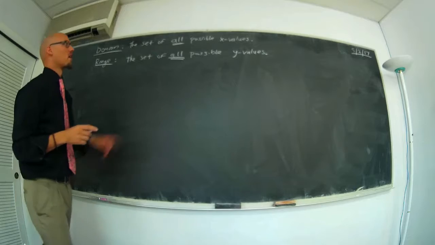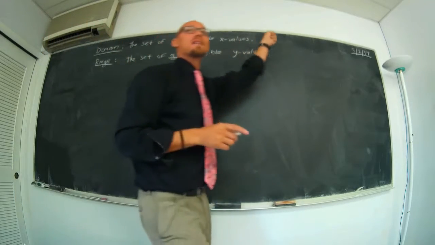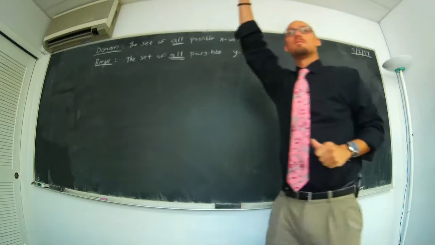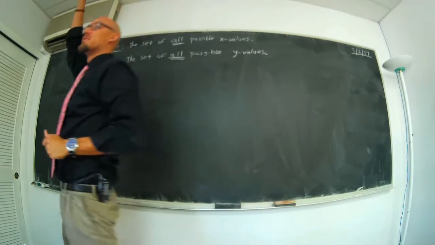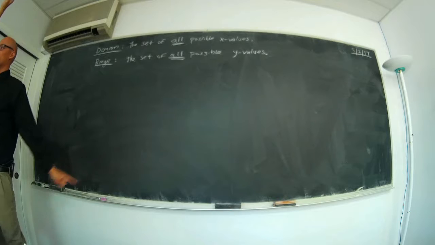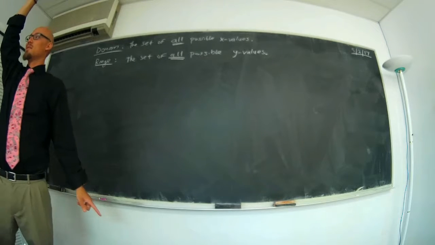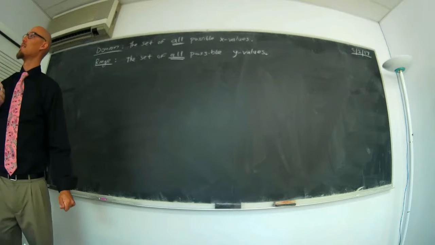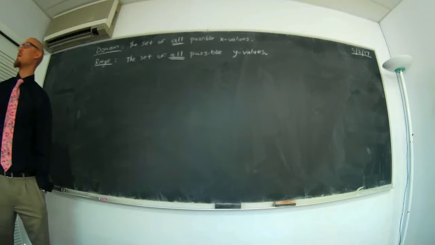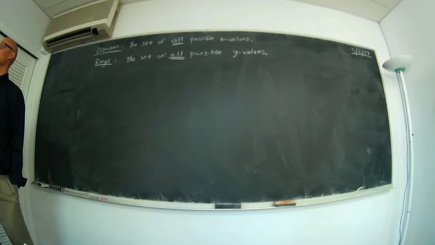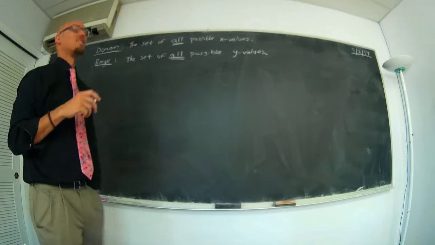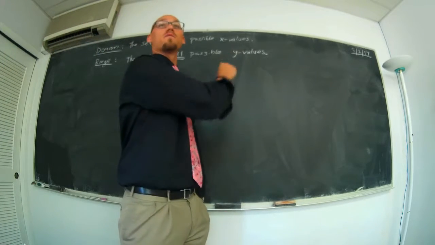Okay, so in our original example, the domain of that vending machine was what? What's the domain of my vending machine, the one I drew on the board? There's two. A1 through B3. It's A1, A2, A3, B1, B2, B3. Right, so that's the domain, all of those inputs.